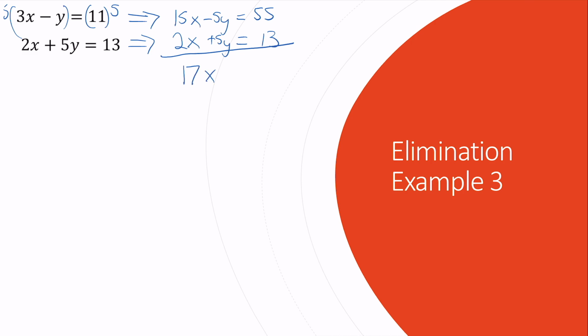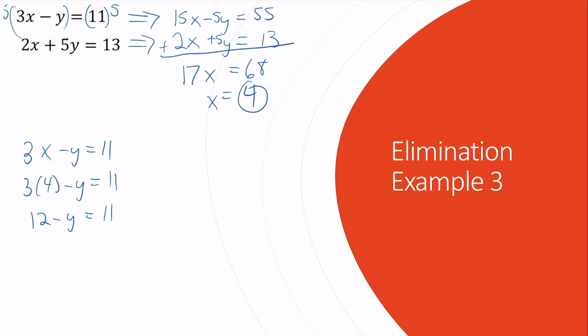That gives me 17x is 68, so x is going to be 4. I can then substitute that into either equation to solve for y. So I've got 3x minus y is 11. Let's substitute in 4. 3 times 4 minus y is 11. 12 minus y is 11. I subtract 12 from both sides. Negative y is negative 1. So y is 1. This ordered pair would be when x is 4 and y is 1.